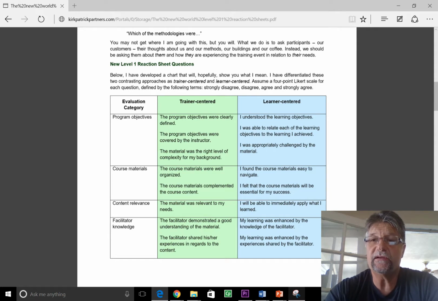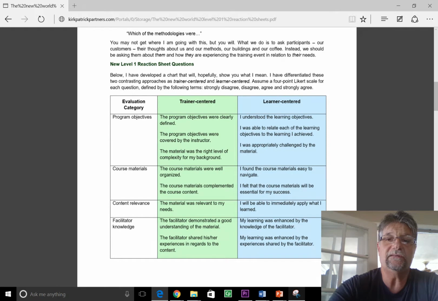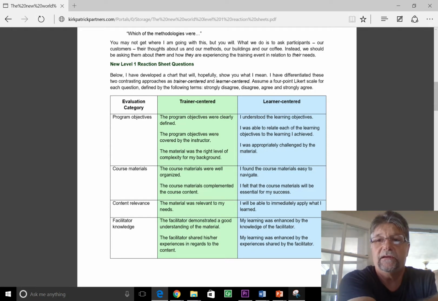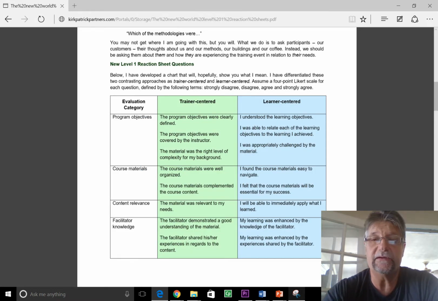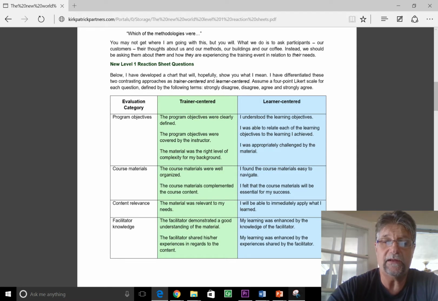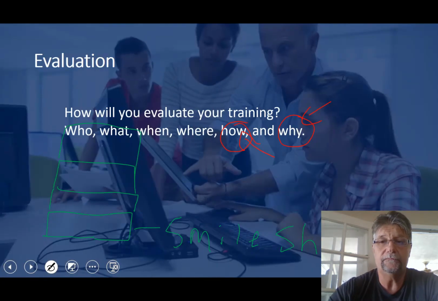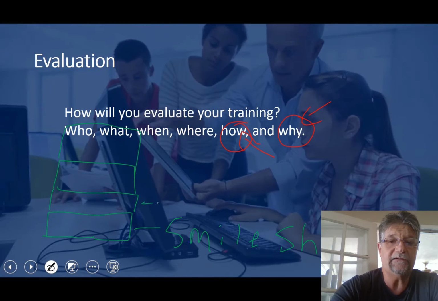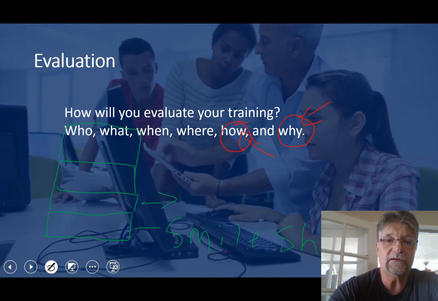We want to look at the learner-centered because that's going to give us a better level 1 evaluation. If our level 1 evaluation is all trainer-centered or content-centered questions, then guess what? We've just created a smile sheet that really doesn't begin to explore what the learner actually experienced, and that's what we want to do. So that's why that is important. Bottom line. Then the next step after our reaction, we are going to get learning.